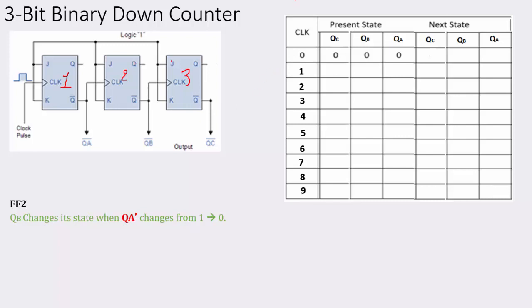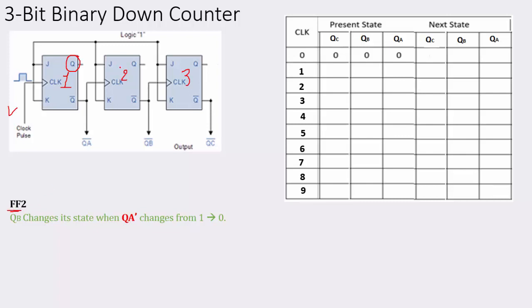Okay, I have over here the QC bar, QB bar and QA bar. This is the clock that has been given to flip flop 1. So flip flop 1 will change its state when the clock changes from 0 to 1. This is a positive edge of trigger. So Q1 changes state from 0 to 1, so QA will change. QA will change when the clock input changes its state from 0 to 1.